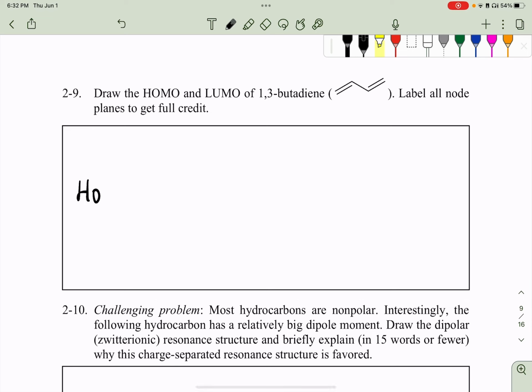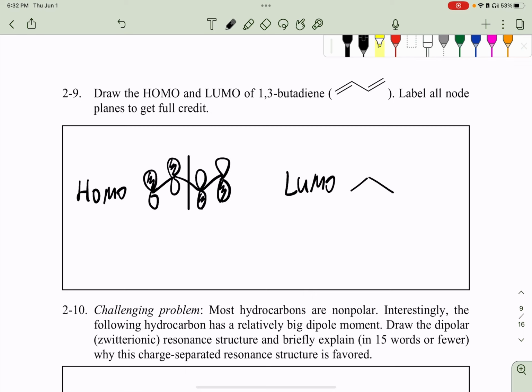So, HOMO. You have a node plane in the middle, and then you draw the orbitals and shade it accordingly. And then LUMO. And you have node planes like this. And then we draw in the orbitals accordingly. All right, and that's good enough. Don't draw everything else on it. That's irrelevant. Only show the relevant information.